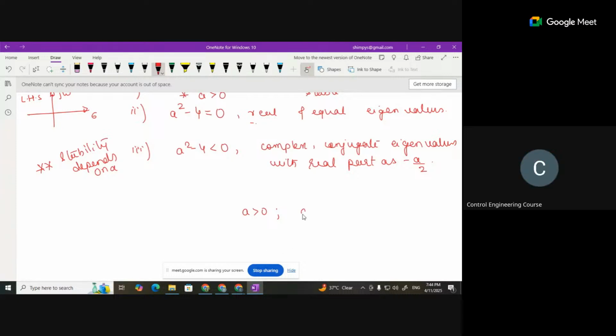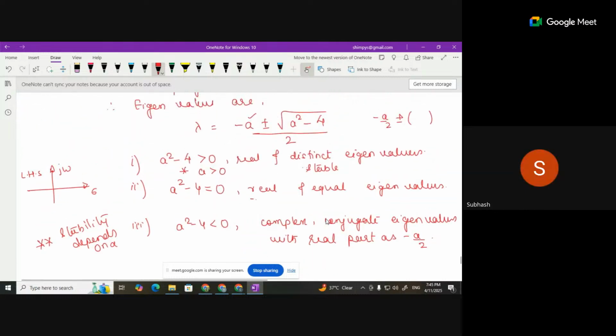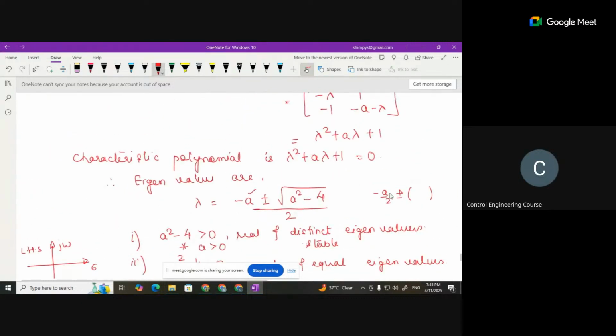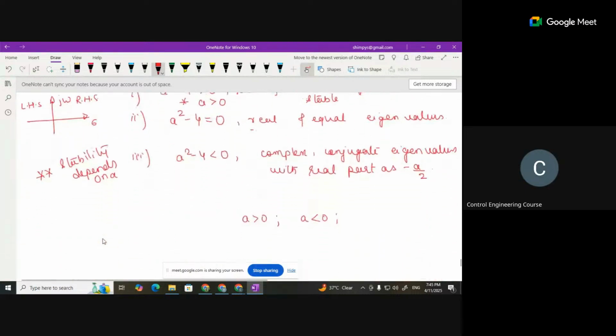Now next is A less than 0. Comment on the stability. No, it won't be stable, because this minus A by 2 is going to be positive, right? And it is going to lie on the RHS. How can it be stable, right, Muthu?